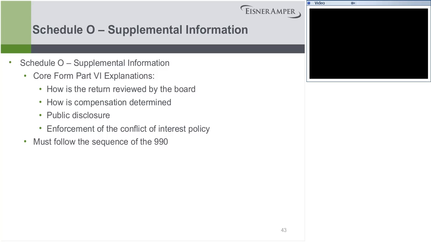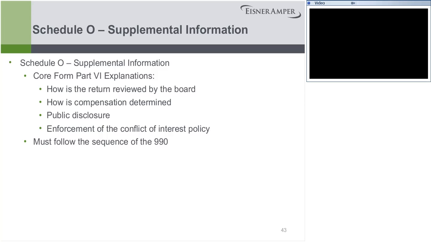The notes in Schedule O are supposed to follow the sequence of the 990. That doesn't always happen, but they are supposed to be in order, which will help you during your review. There's actually a question in the core form now that says, did you complete Schedule O?